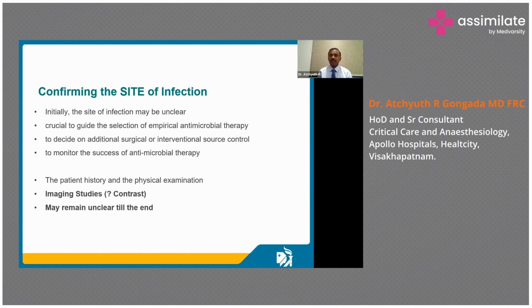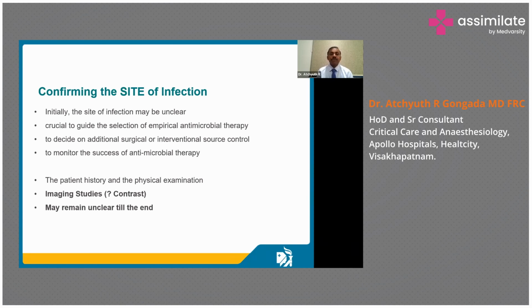If it is in the brain, you would go for a different set of antibiotics. If it is in the lung, it is different. If it is urine, that is different. And if it is in the peritoneal cavity, obviously you would choose a different set of antibiotics. So the site of infection is very important in choosing your empirical antibiotic therapy.